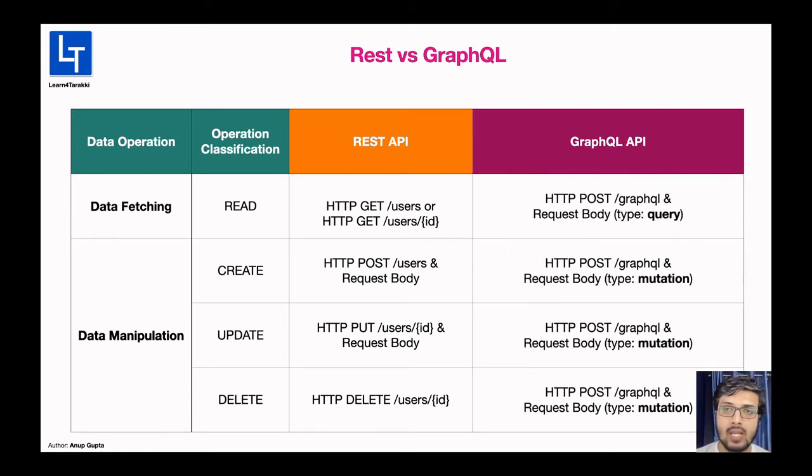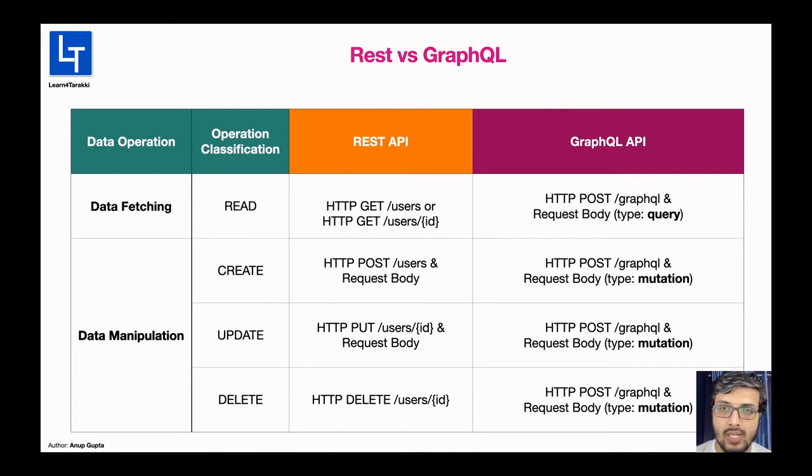Now let's see what GraphQL API says. For the read operation, GraphQL says you have to use HTTP POST and the endpoint is fixed, /graphql. Whether it is read, create, update or delete, for any operation, we always have to use HTTP POST and the endpoint will be fixed, /graphql. The endpoint will always be fixed. In the case of REST API, for anything, we have to introduce new resources, new endpoints. But in the case of GraphQL API, the endpoint is fixed /graphql, but what changes is the request body.